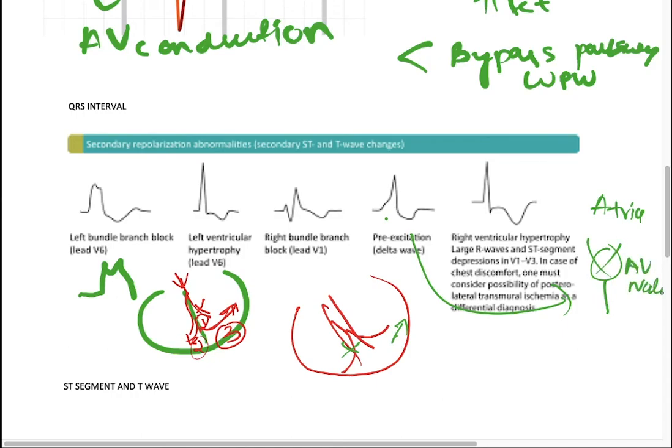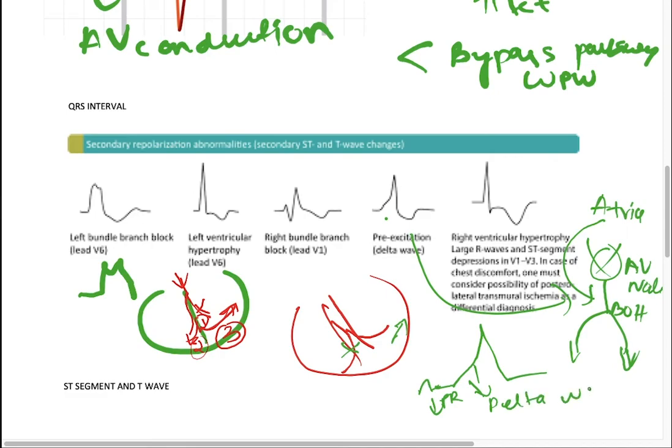Now coming to pre-excitation, as you can look, the atria directly stimulate the bundle of His, bypassing the AV node. Now when the AV node is bypassed, the ventricle is directly stimulated, right? So we have a shortened PR interval. The reason for this is that the ventricles are stimulated much before the normal stimulation time. So this extra period we represent in a graph as the delta wave.